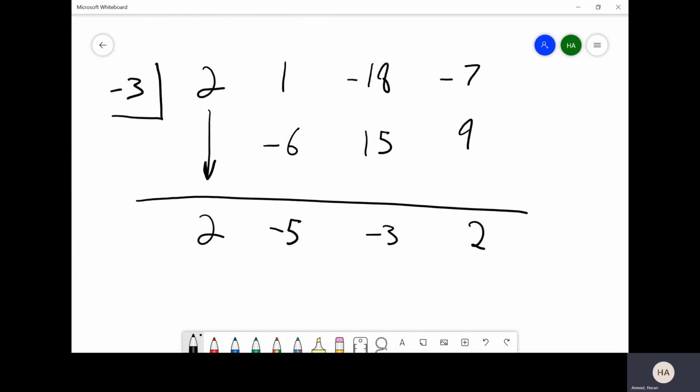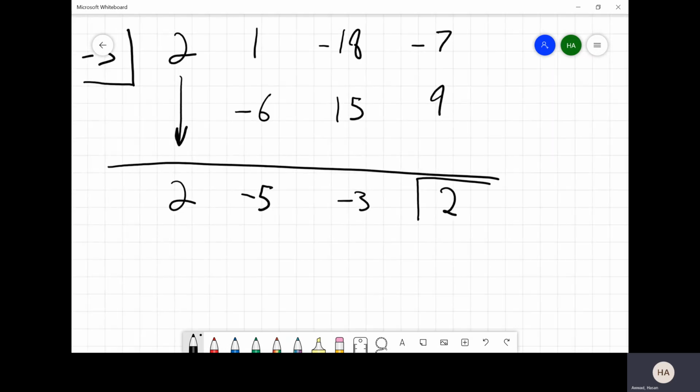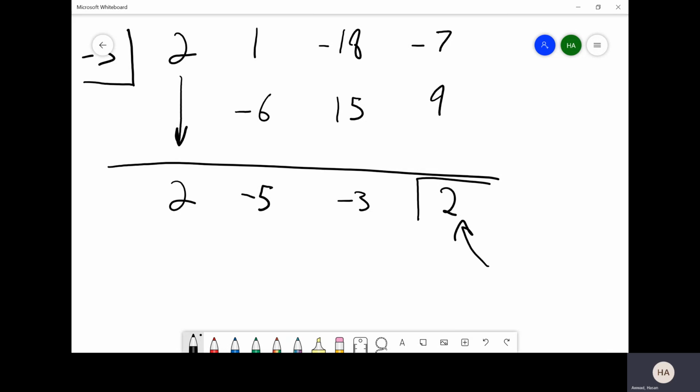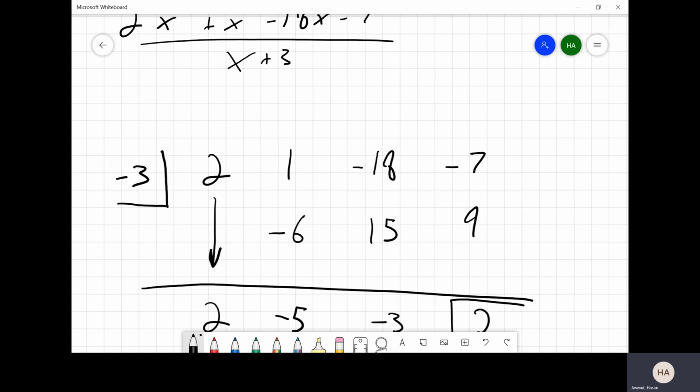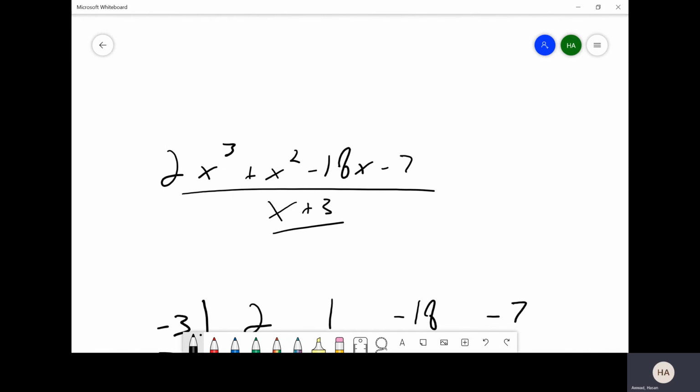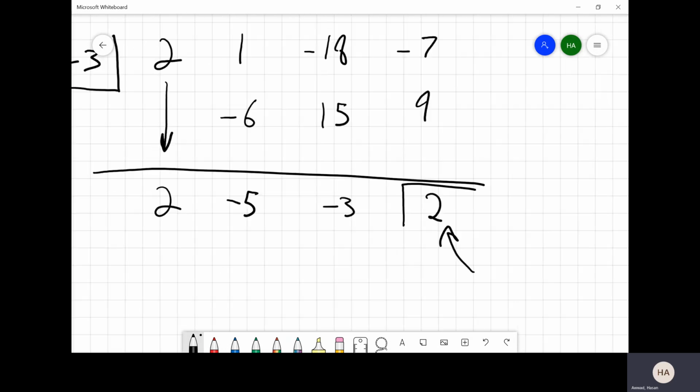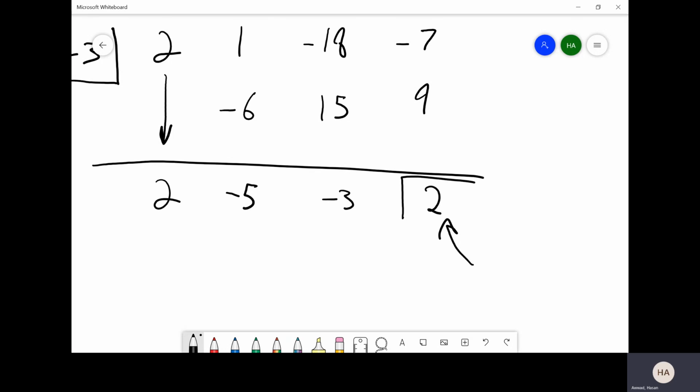Okay, this number right here, I'm just going to box off real quick. The last number that you get, regardless if it's a 0, is always your remainder. So this number right here is your remainder. And that tells you that this number is going to go over your original divisor, right? What was our original divisor? X plus 3. So you know that your 2 here is going to be the last thing that you write, and that's going to be 2 over x plus 3.